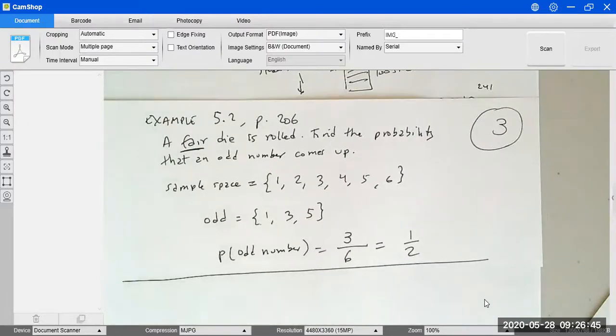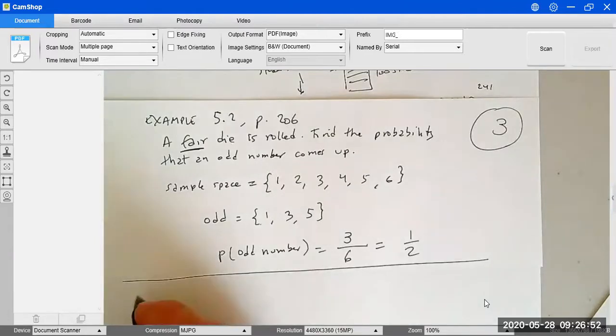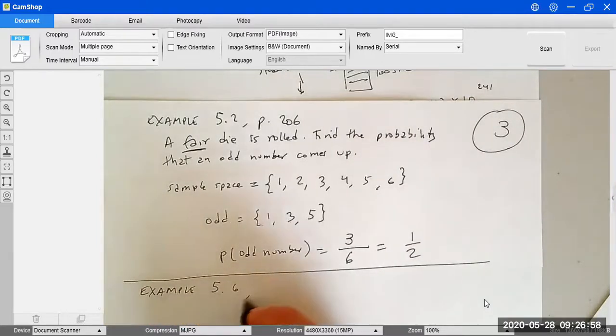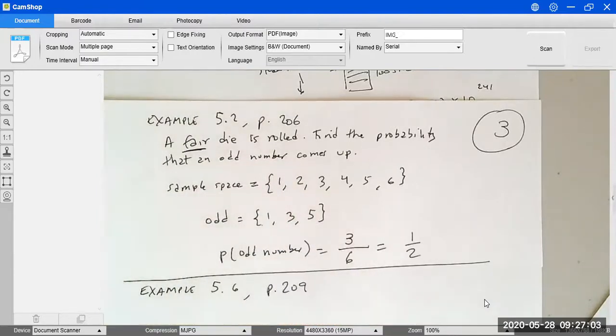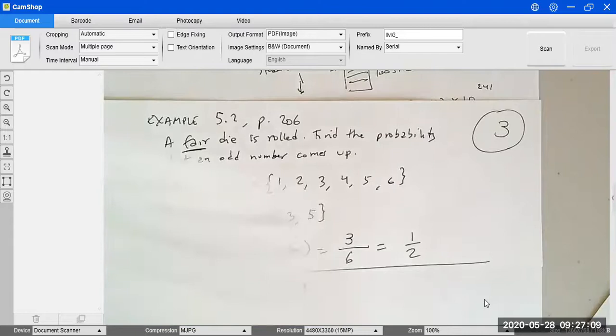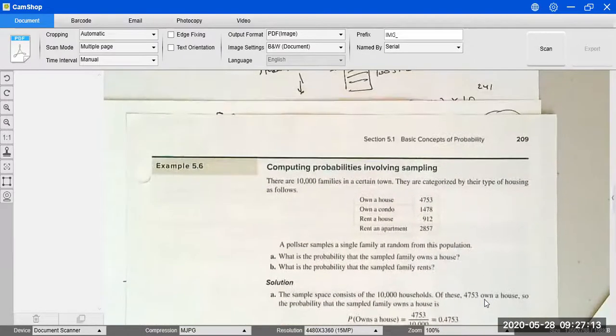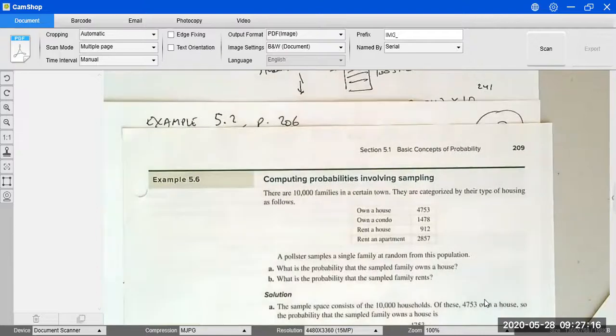So now we're going to solve more problems. We have another example. We're going to solve now example 5.6, on page 209. So let's see what that example is. So we have here page 209.